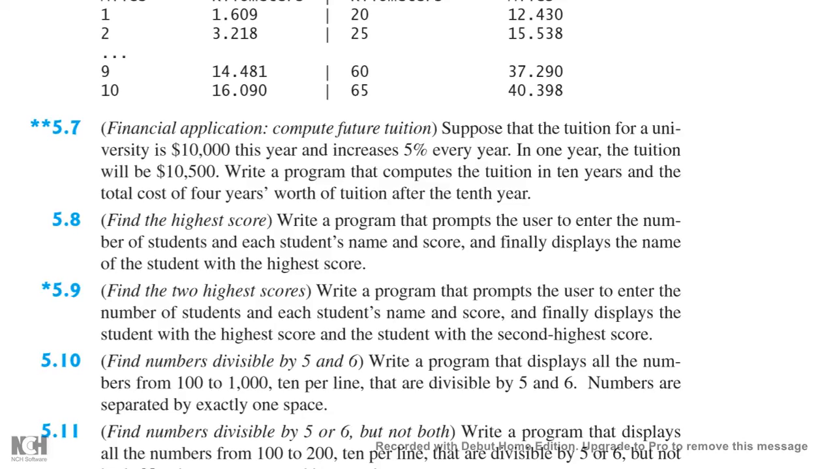Anyway, let's read it through. It's a financial application problem. We compute a future tuition. We are told that suppose the tuition for a university is $10,000 this year and increases 5% every year. In 1 year, the tuition will be $10,500. Write a program that computes the tuition in 10 years and the total cost of 4 years worth of tuition after the 10th year.